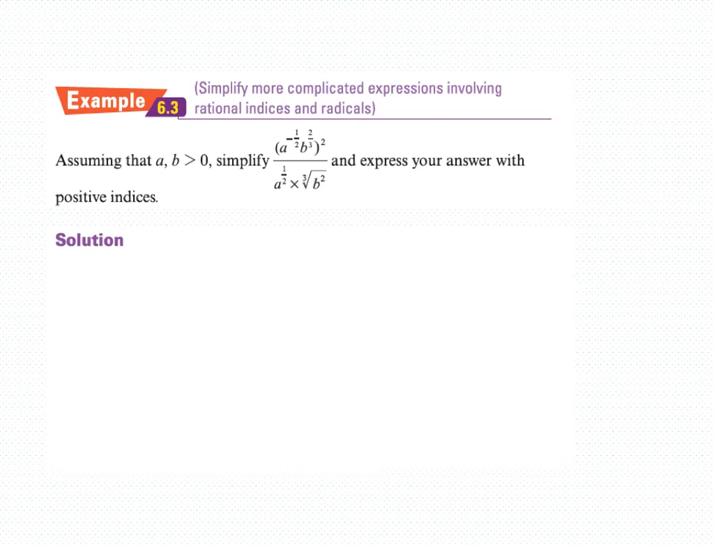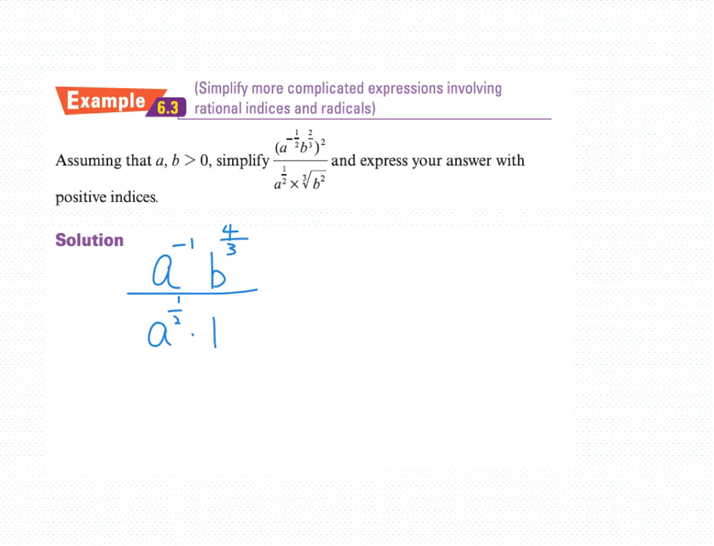For the next example, first we simplify the numerator and times the index. Negative 1 over 2 times 2 becomes negative 1, and then b, 2 over 3 times 2 is 4 over 3, and the denominator keeps the a to the power 1 over 2.